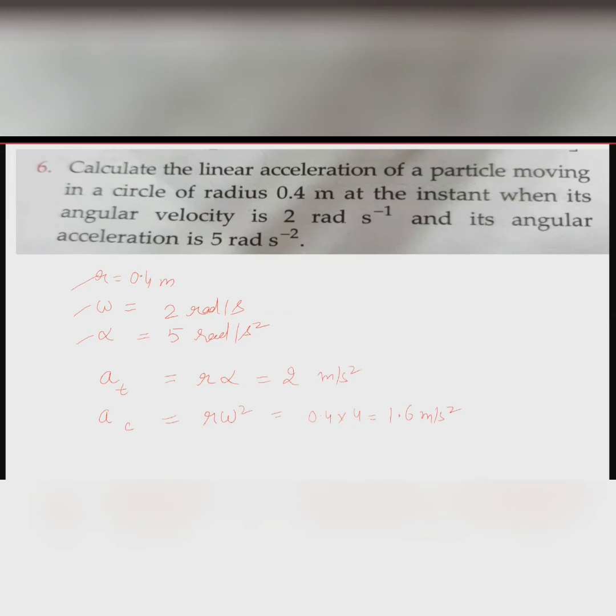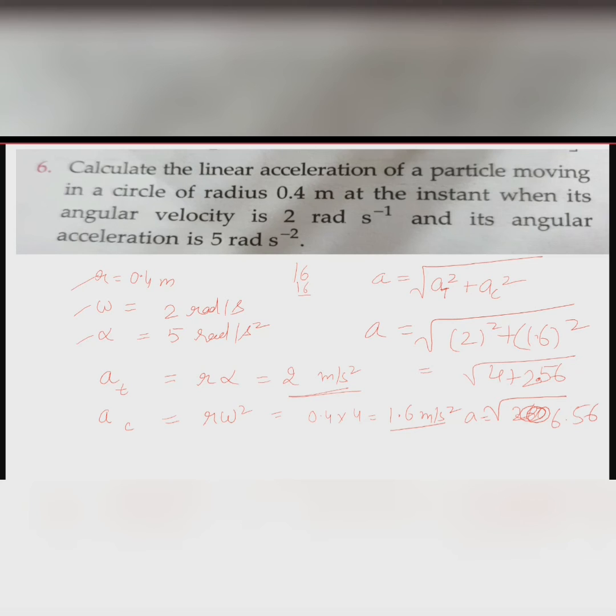Now you have to calculate the linear acceleration. So linear acceleration becomes the square root of a_t square plus a_c square. So this is 2 square plus 1.6 square, so this will be 4 plus 2.56. Okay? So we have calculated the linear acceleration of the particle.